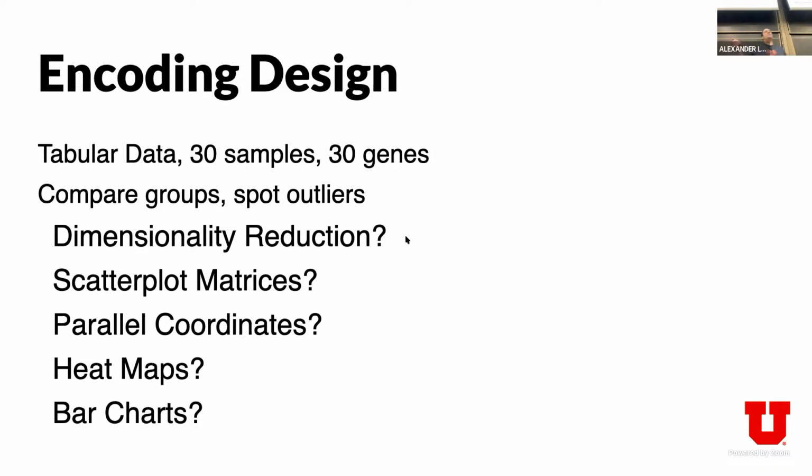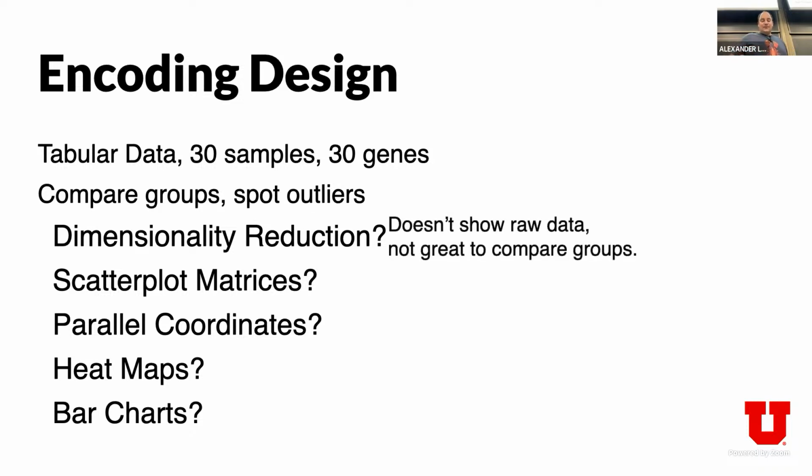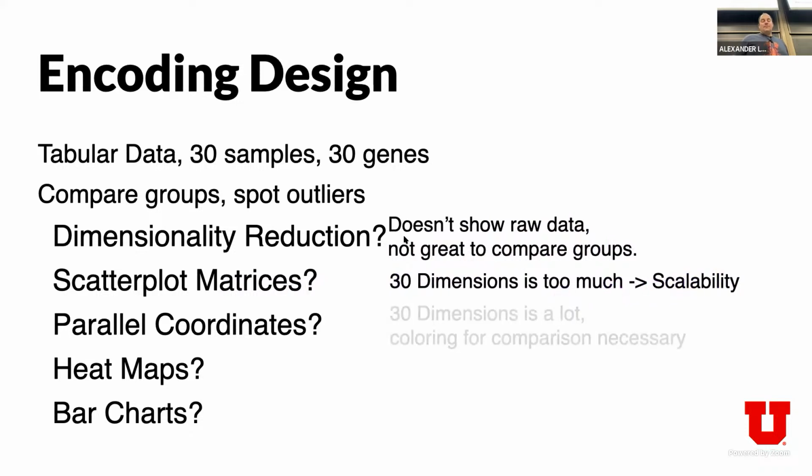Again, 30 dimensions. What we know from parallel coordinates is quite a bit, but potentially possible, right? So here, the dimensionality reduction, as I said, doesn't really show the raw data. It's not comparing the groups. For scatter plot matrix, 30 dimensions are too much. We have a scalability problem.